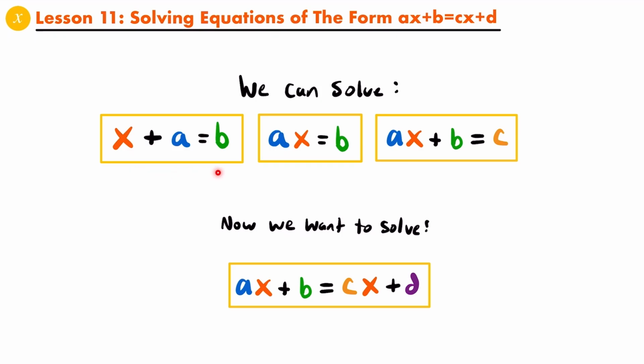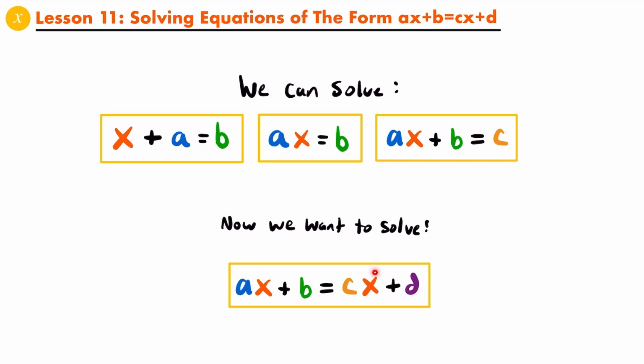Notice that in all of the equations that we have solved so far, there's only ever been a variable term on one side of the equation. We've never looked at an equation that has a variable term on both sides of the equation. But what do we do if there is a variable term on both sides of the equation? Well, that's what we're going to look at today. We want to solve equations of this form, ax plus b equals cx plus d.